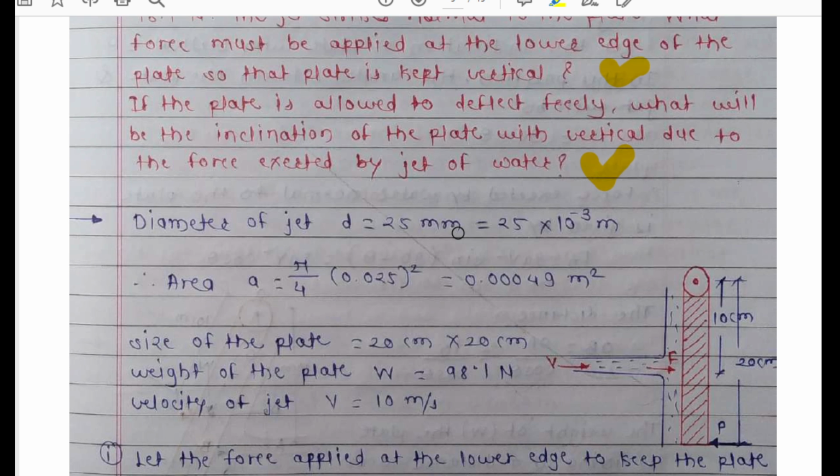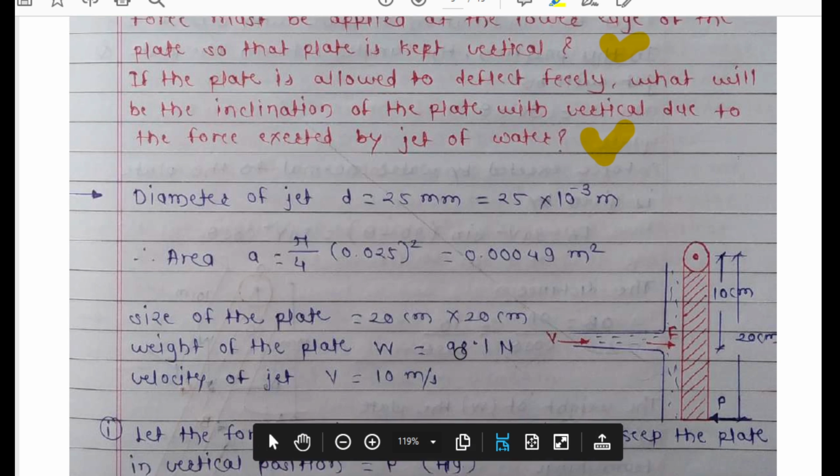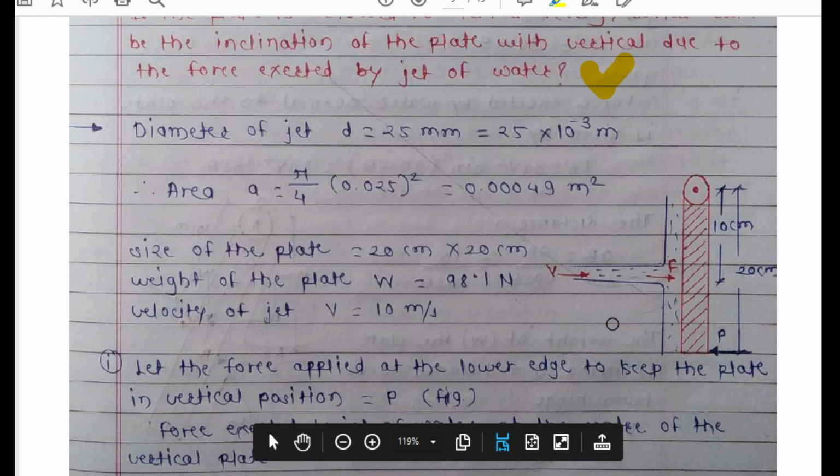Here they have given the diameter of the jet as 25 mm, so we can convert this into meters: 25 into 10 raised to minus 3, converting mm to meters by multiplying by 10 raised to minus 3. From this, area is pi by 4 d square. Now the size of the plate they have given as 20 centimeters into 20 centimeters. From this information, I have drawn a diagram.